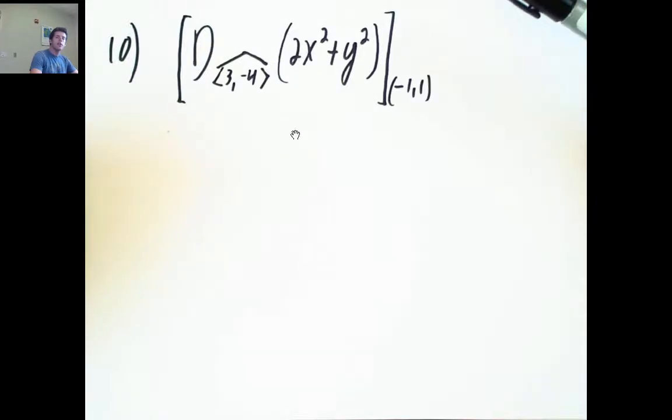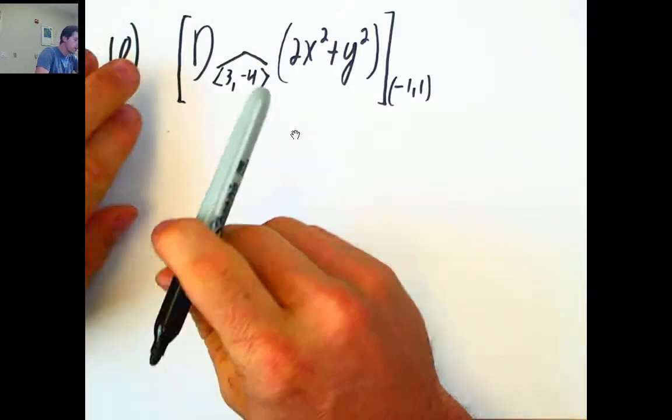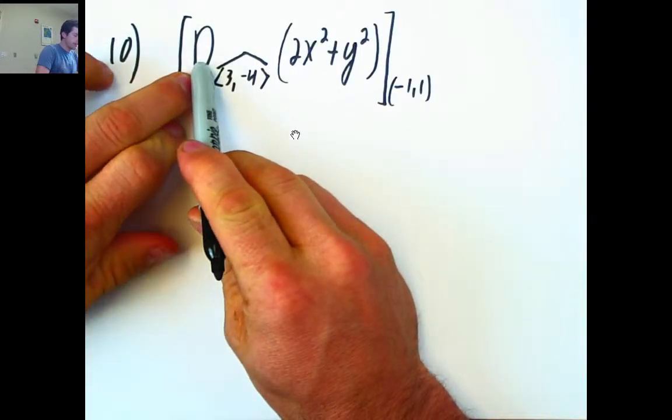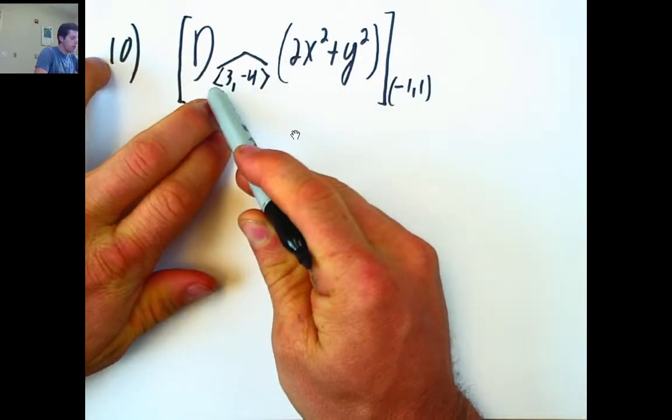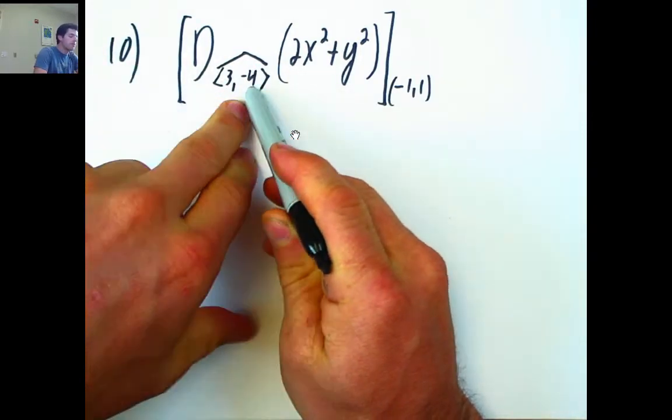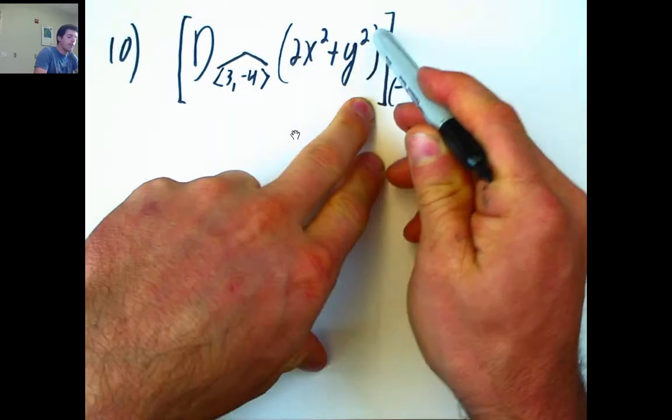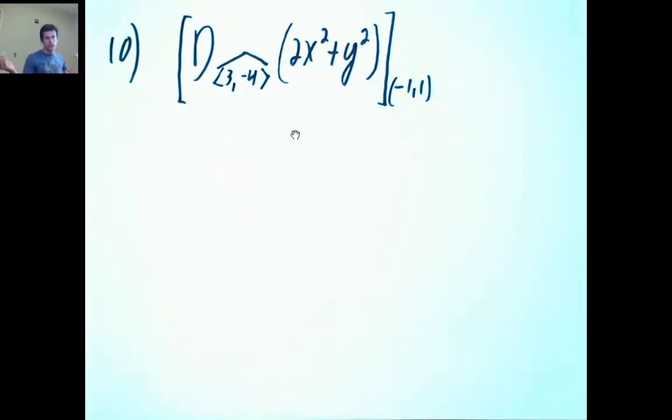Felt like I could have been better with the shorthand on my last example, number 9, because I was calculating a directional derivative, and there's a nice shorthand for directional derivatives. The directional derivative in the direction of, that's the hat, 3, negative 4, of 2x squared plus y squared evaluated at negative 1, 1. That looks like this.